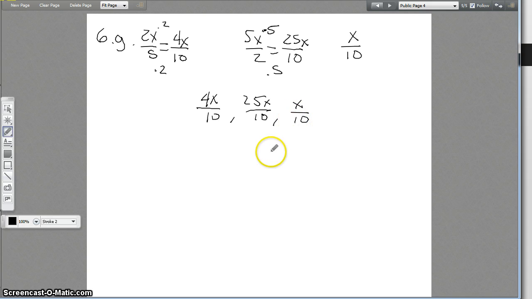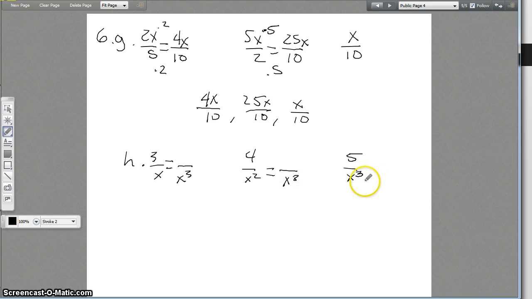Okay, we're going to do one more from number 6. That's part H. Part H is 3 over x, 4 over x squared, and then 5 over x cubed. What is our least common multiple to make a common denominator here? That's going to be x cubed. So that means I'm going to write all of these as fractions of x cubed. And then my last fraction is already an x cubed, so I don't have to do anything to it.